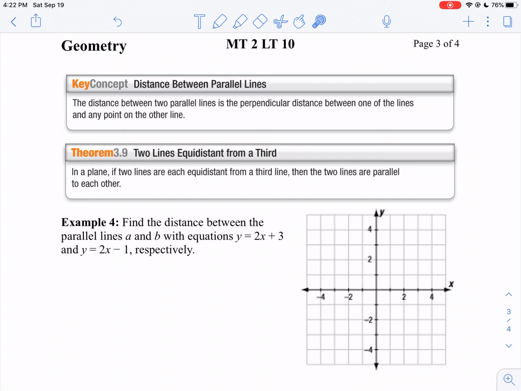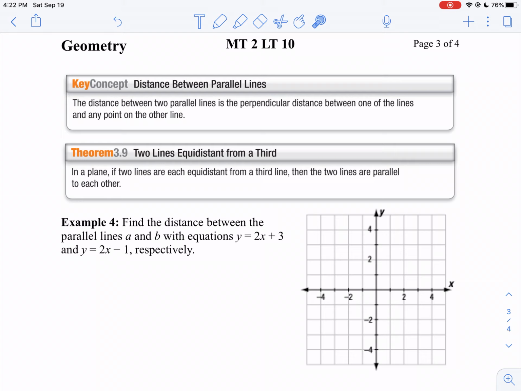In part 3 of our seminar, we're going to look at the distance between parallel lines, which isn't that much different than the distance between a point and a line. What we're going to do is pick a point on one of the lines, measure that perpendicular distance to the other line, and then find the distance.